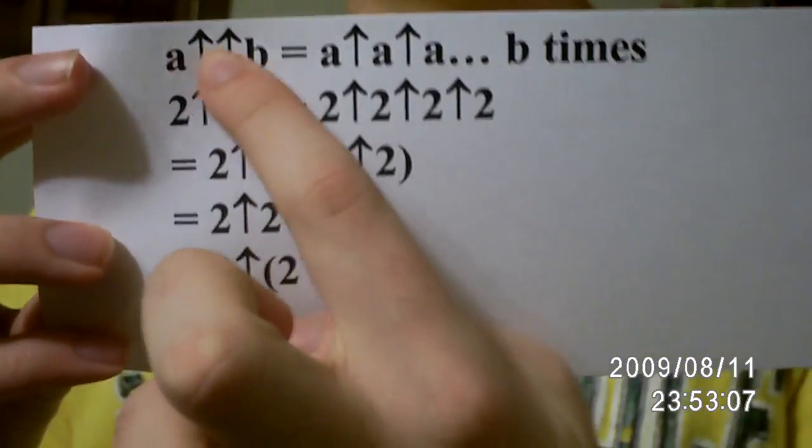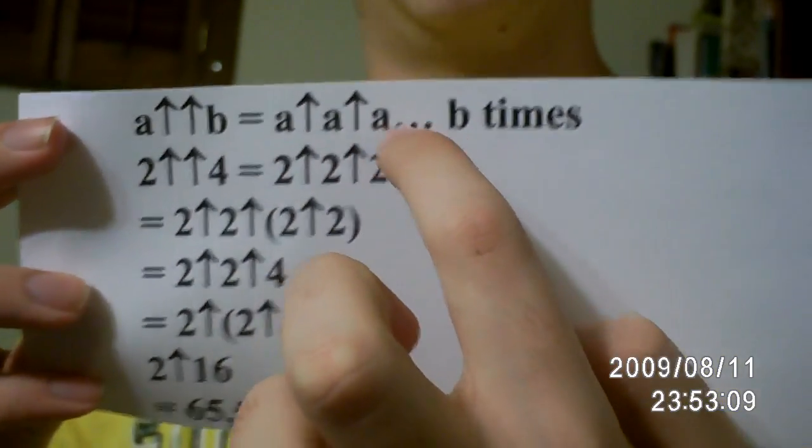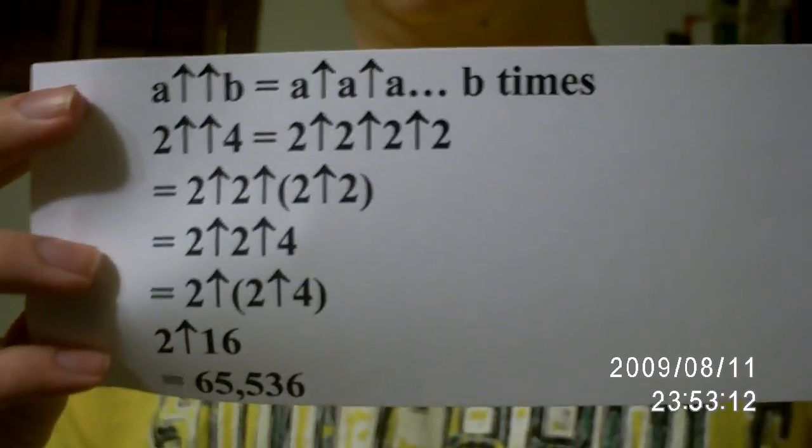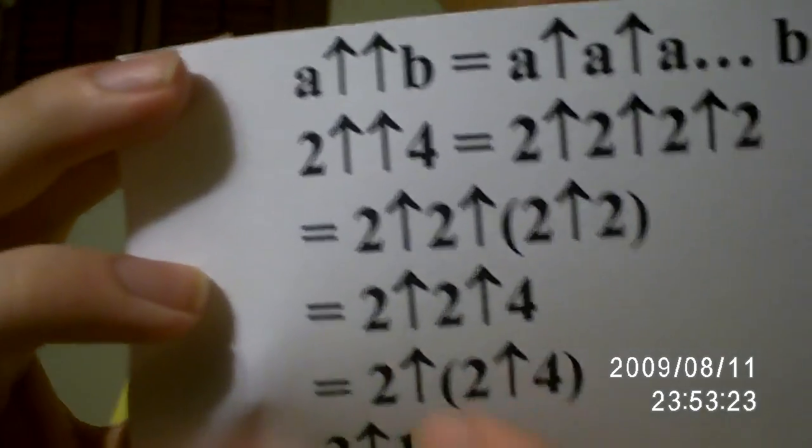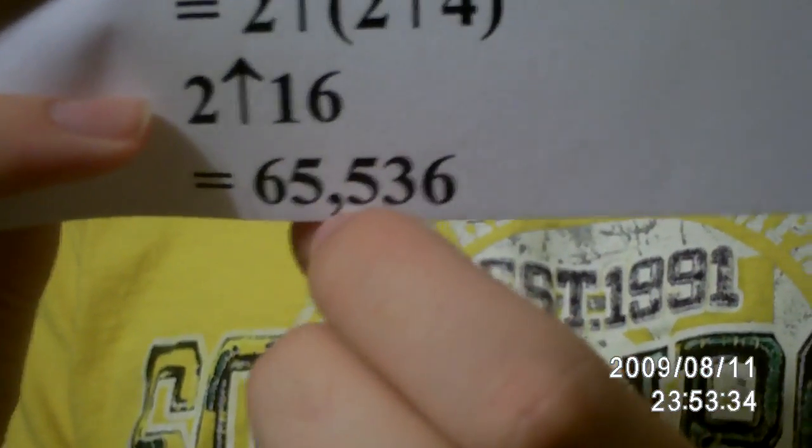Then there's double arrows. A double arrow b is a arrowed by itself, b times. And so 2 double arrow 4 is 2 arrowed 4 times. You start to work it out, and you have to do it right to left this time. So 2 arrow 2 arrow 4. Again, that's 2 arrow 16. Or perhaps 65,536.